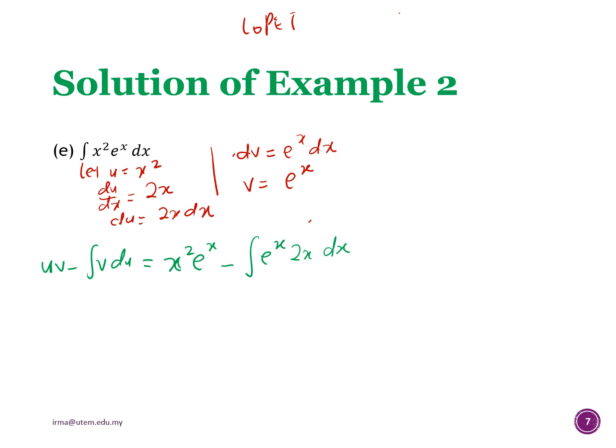If you look at the first term, x squared exponent x is just the same, but if you look at the integration here, we have another product function, which is exponent x times 2x. So again here you cannot use direct integration, or even the substitution method. The best way at this moment is by using integration by parts.